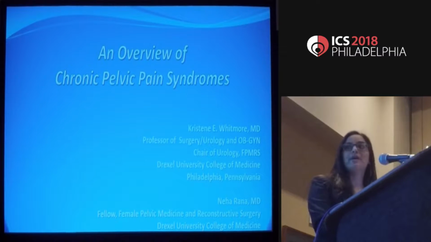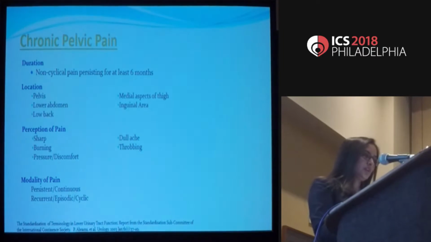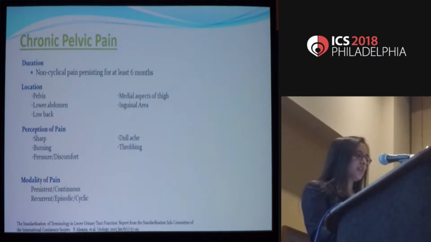So we're going to be talking about an overview of chronic pelvic pain syndromes. Chronic pelvic pain is a symptom that can represent pathology in a specific organ system, a chronic pelvic pain syndrome, or both. Patients with chronic pelvic pain may have more than one etiology, and the evaluation should include identifying all treatable causes and distinguishing other possible etiologies.